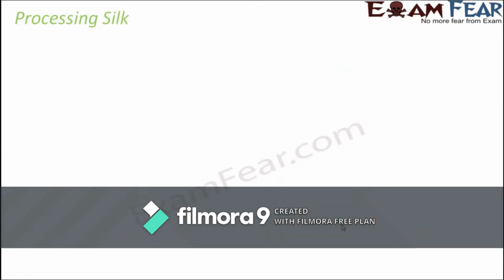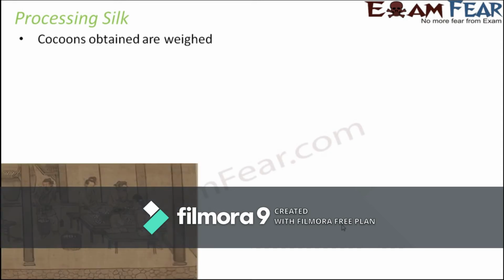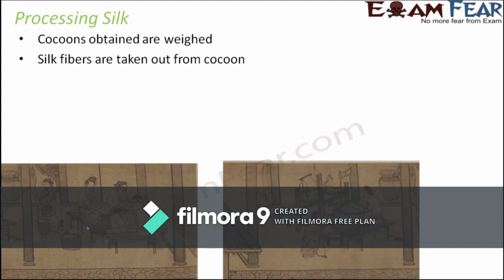Now the question is, how is silk processed? How do we process the silk after this? Once this is done, the cocoons which are obtained are then weighed. You have obtained all the cocoons, so you just have the cocoons now. You don't have to deal with the silkworms now. So with these cocoons, what do we do?